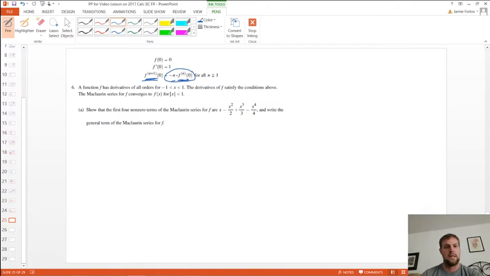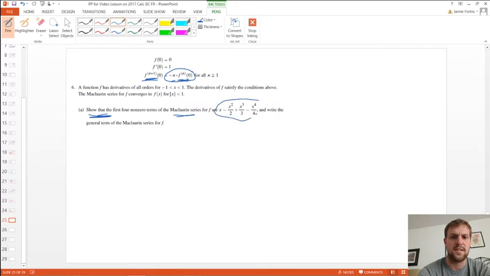Okay. It says the function has derivatives of all orders between negative 1 and 1, and the derivatives of f satisfy the conditions above. The Maclaurin series converges for anything absolute value of x less than 1. Okay, that's good. So it says, show that the first 4 non-zero terms of the Maclaurin series of f is this, and then write the general term. So we kind of already got our answer for A. It told us what it's going to simplify down to. We just got to show that.